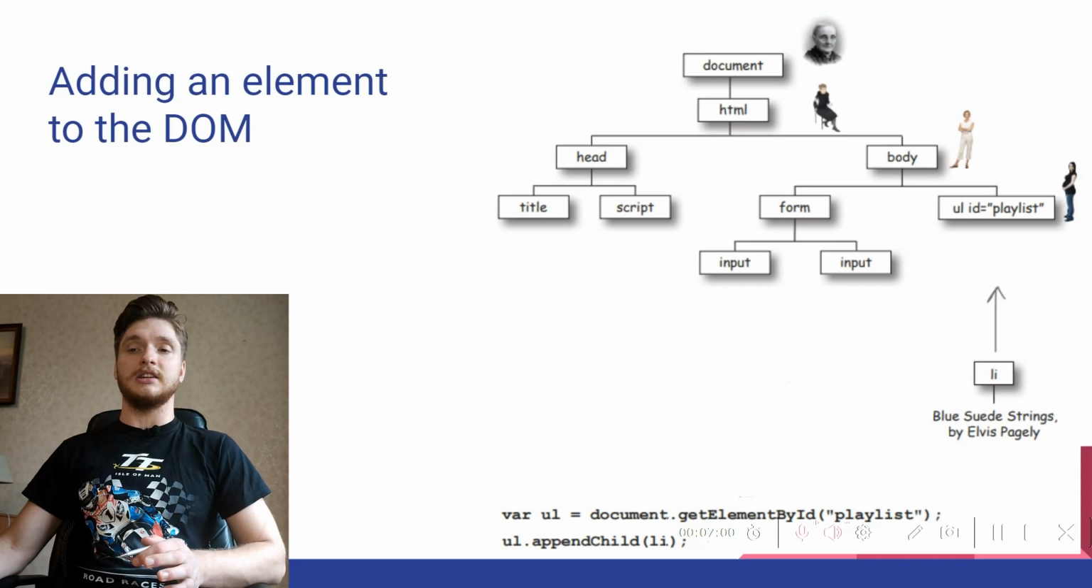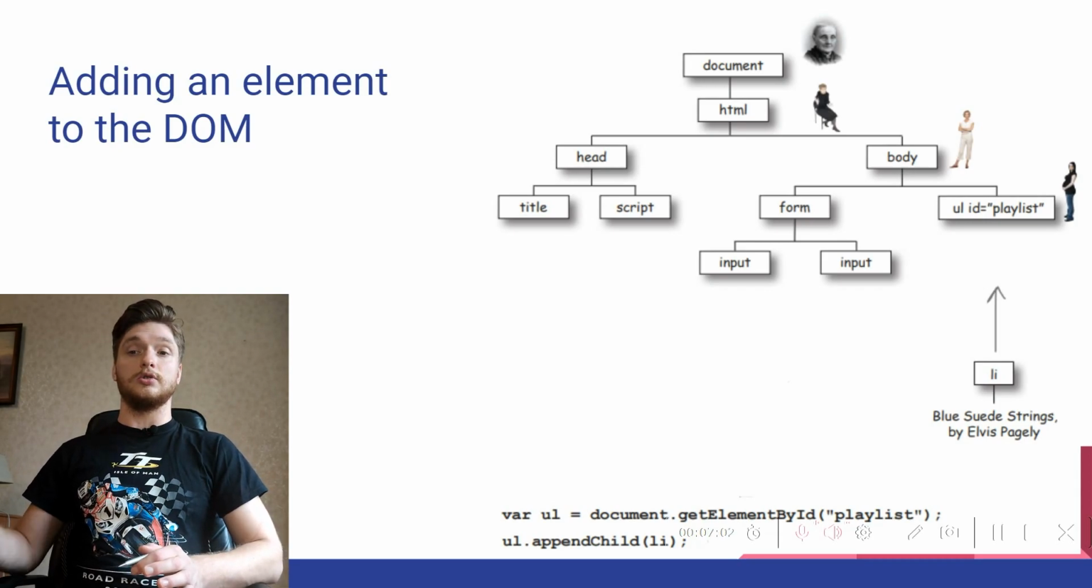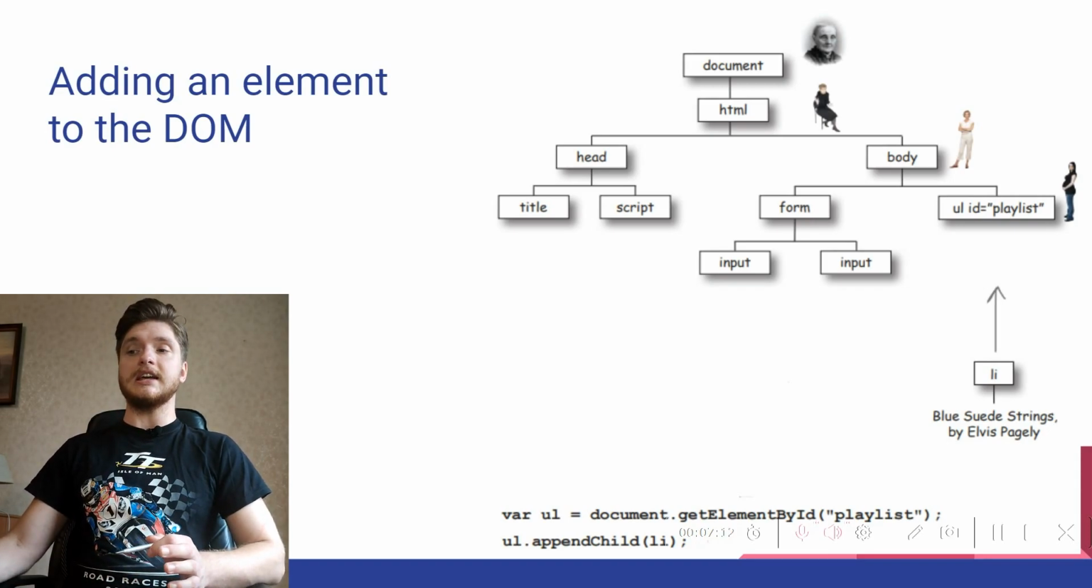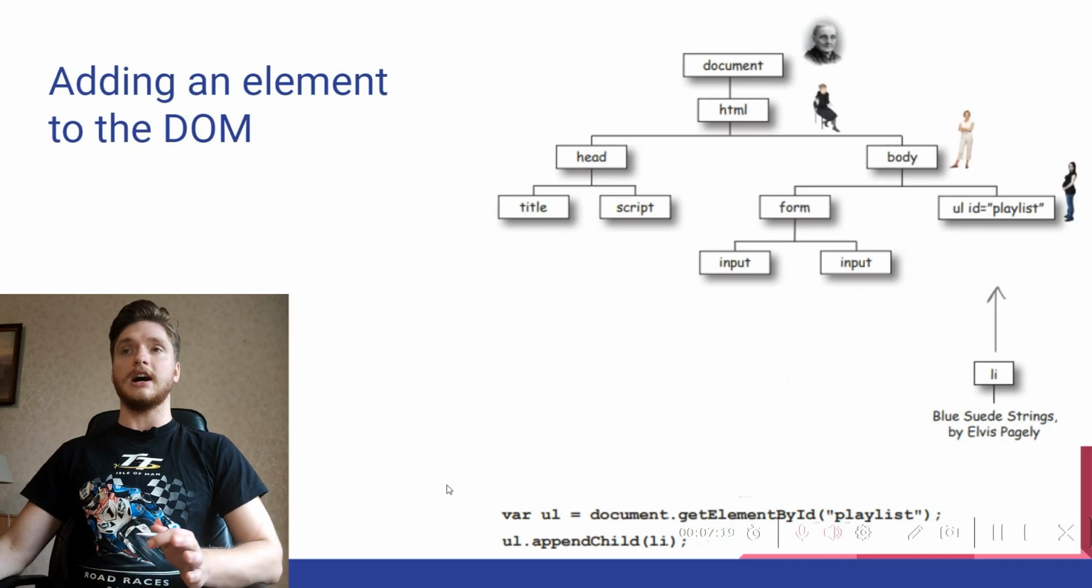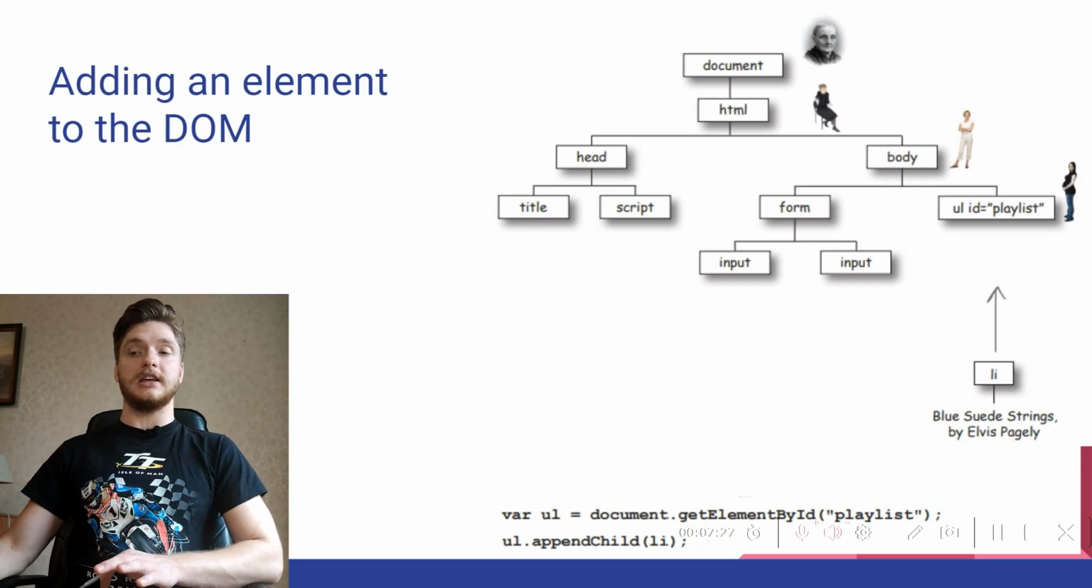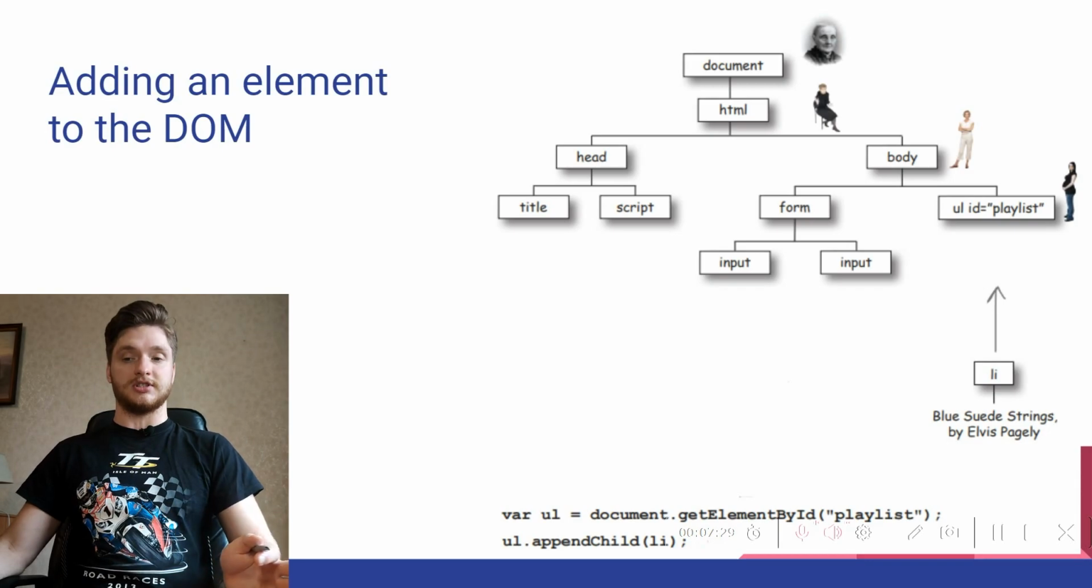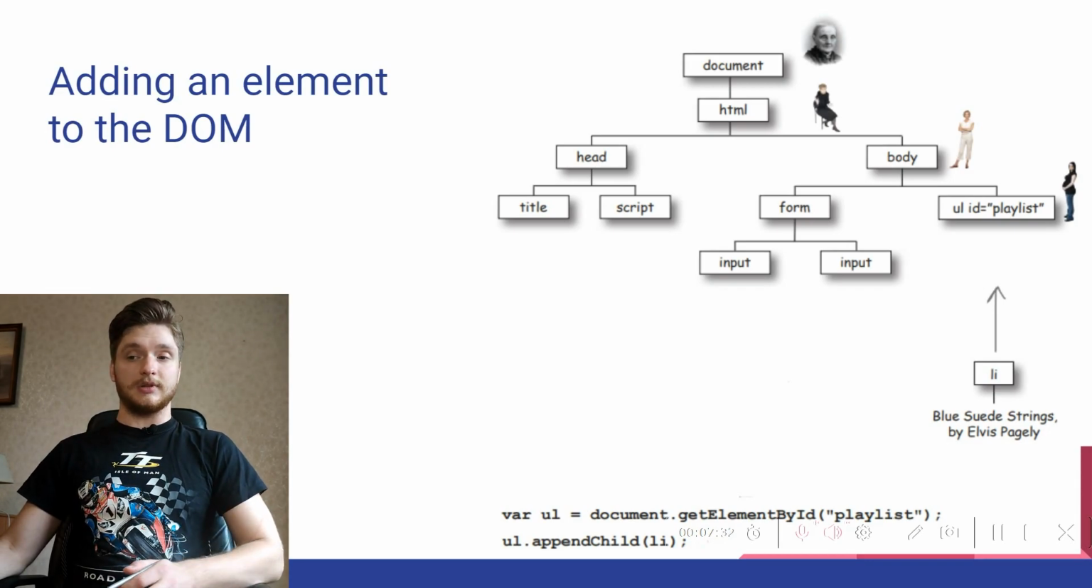Use getElementById to get the reference to the ul element with ID playlist. Each time you call appendChild, the new li element is added to the ul element after any other li elements that are already there. Ask the ul element to add the li element as a child. Once this completes, the DOM will have li as a child of ul, and the browser will update the display to reflect the new element, li.